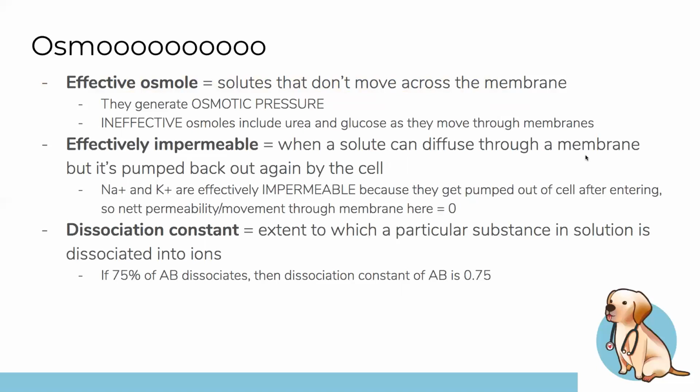And dissociation constant is the extent to which a particular substance is dissociated into ions. So if 75% of AB dissociates, then the constant is 0.75.